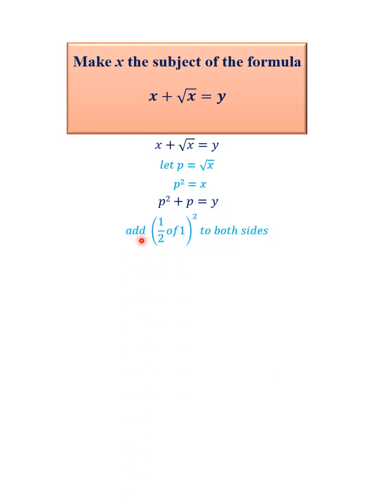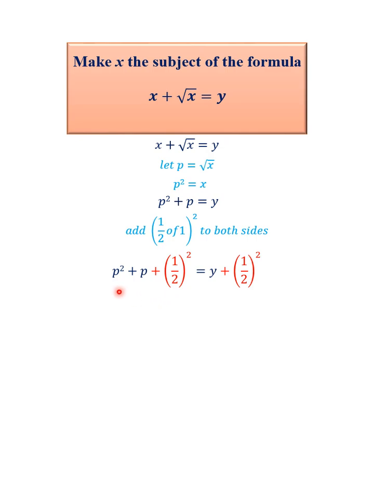We're going to add half of 1. How did we get 1? 1 is the coefficient of the middle term p. Half it, square it, then add that product to both sides of the equation. Add it to the left and add it to the right. And it becomes p squared plus p plus half squared, because half of 1 is half. Then you square it, half squared. We added it to the left and we equally add it to the right so that the equation can be balanced. Now that we've done so, let's simplify the left hand side first.